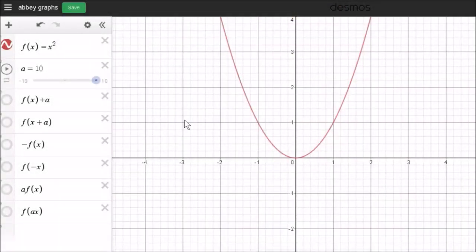So let's have a look and we'll see how we can manipulate functions. We have this function here which is f of x equals x squared. Now we're going to move this function about and stretch it and squeeze it.